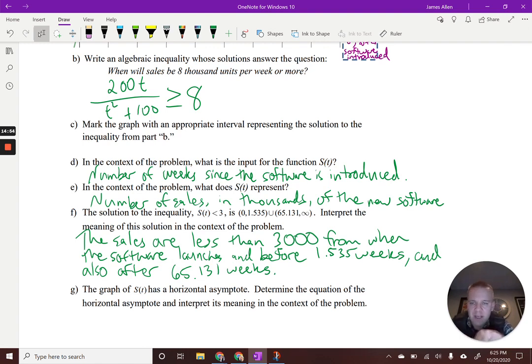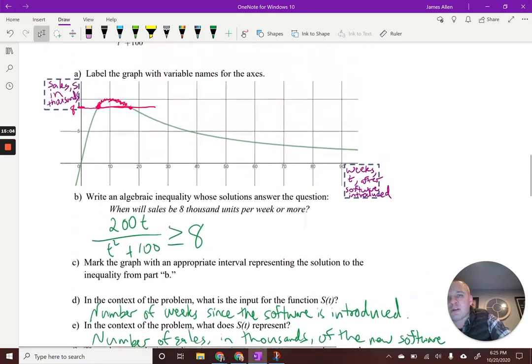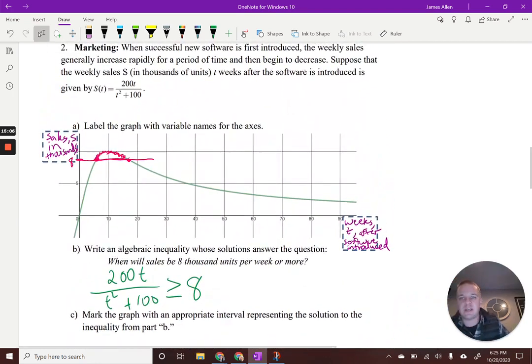So this last part here: the graph of S of T has a horizontal asymptote. Determine the equation of the horizontal asymptote and interpret its meaning in the context of the problem. All right, well, let's look back at our function here. We have S of T is equal to, in case you lost it, 200T over T squared plus 100. So the degree of the numerator is smaller than the degree of the denominator, which means I'm going to have a horizontal asymptote of y equals 0.